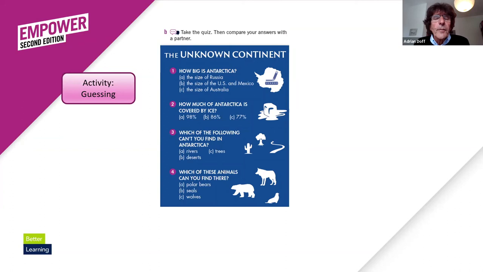Students are going to read a text about Antarctica, about a chef working in Antarctica. Before they do that, they do a quiz where they have questions about Antarctica to see how much they know about it, and then they find out some of the answers when they read the text. So this arouses their curiosity in the topic that they come to read.